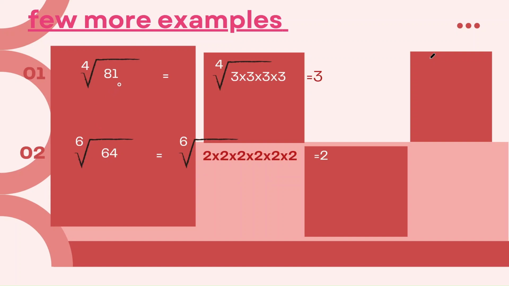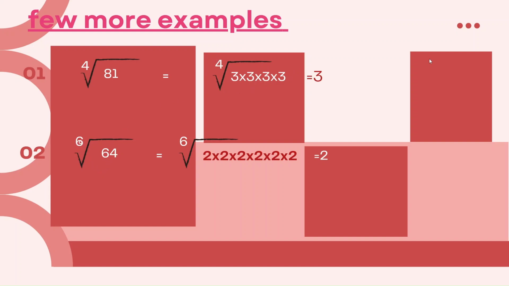See here, this is 4th root of 81. That means 81 is factorized. See, 3 3s are 9, and this 3 3s are 9. 9 into 9 is 81. So 3 is given 4 times. Okay, 81 is factorized, and it is 3 into 3 into 3 into 3. So we can take out only one 3, as this is the 4th root.